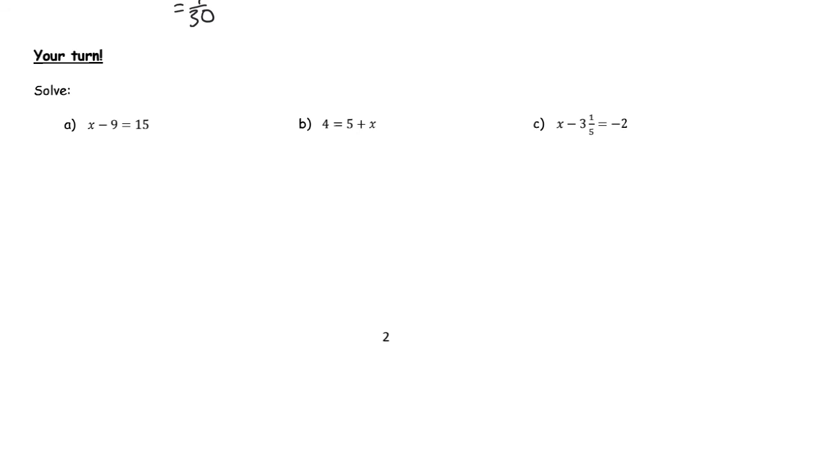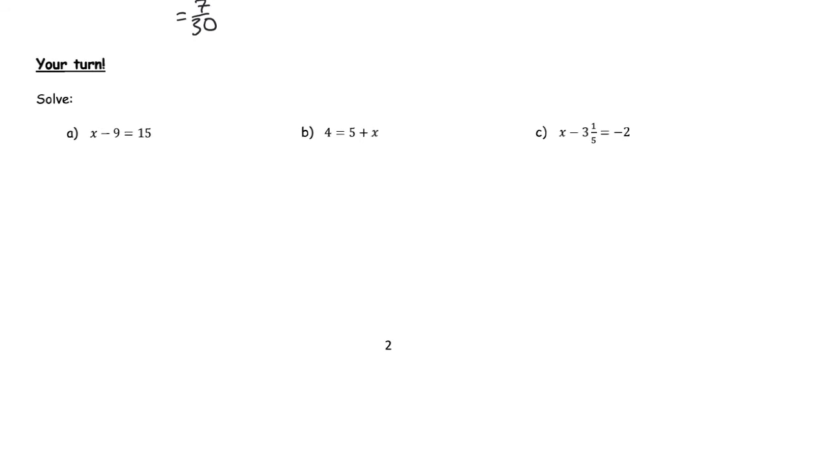So x minus 9 is already a balanced statement here. So I will add 9 to both sides. Because those are additive inverses, they cancel. And then 15 plus 9 is going to be 24.